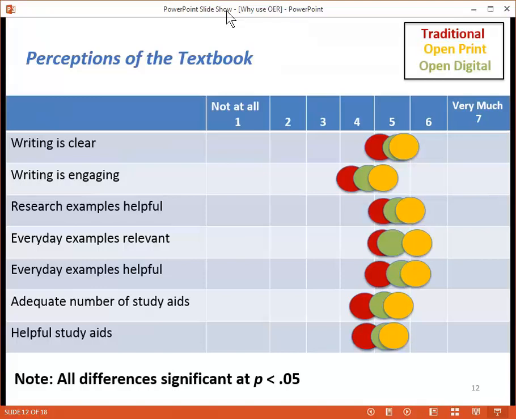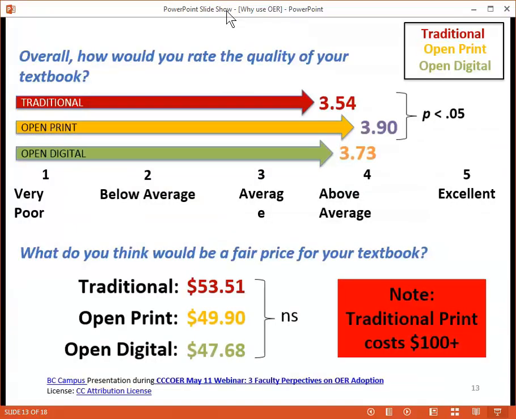They also ask students how much they like the book. So is it clear, is it engaging, is it helpful, and all these questions. And notice that the open print book does the best, followed by the open digital, and lagging behind is the traditional book. And these differences are all significant. If you look at the overall, how they would rate the book, again, the open print does the best, followed by the open digital, followed by traditional.